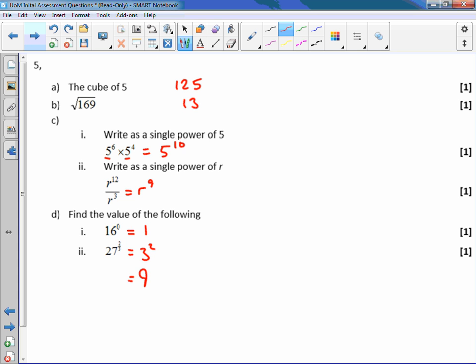Hopefully, it's going to be no great surprise. It's going to be 9. Okay. Notably, it's an odd root I took, so I didn't have to have the plus or minus in. We have to start with even roots.